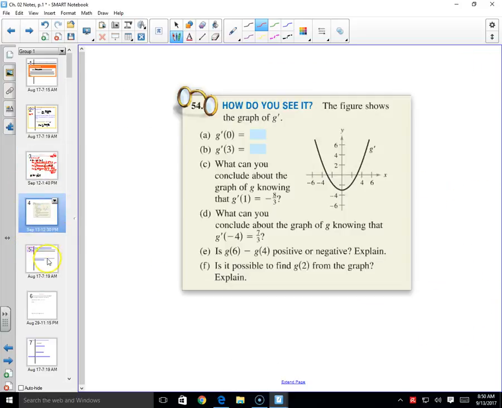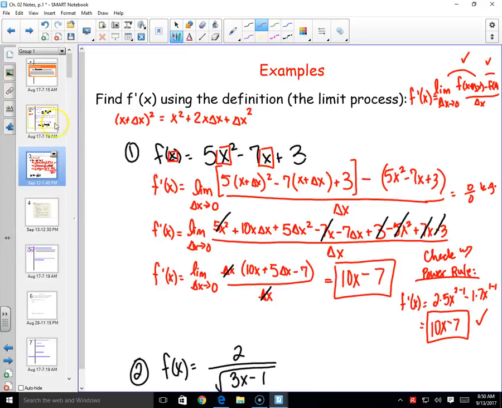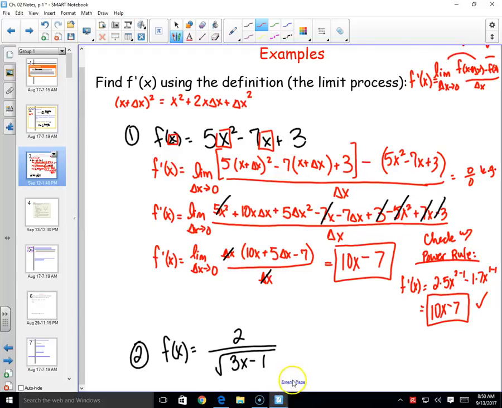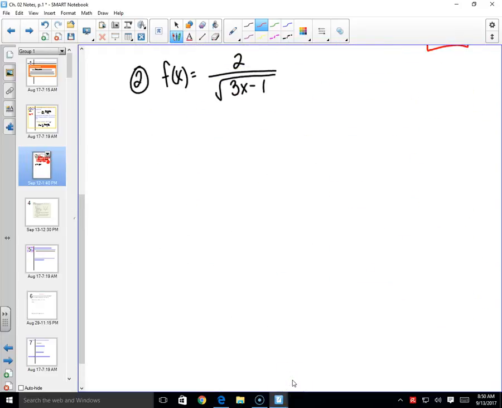Tyler. We could, but technically quotient rule is probably not a good way to solve this, even though it's a quotient. I would do 2 times 3x minus 1 to the negative 1. Okay, f prime of x equals.